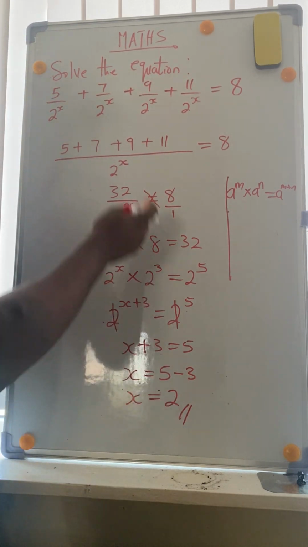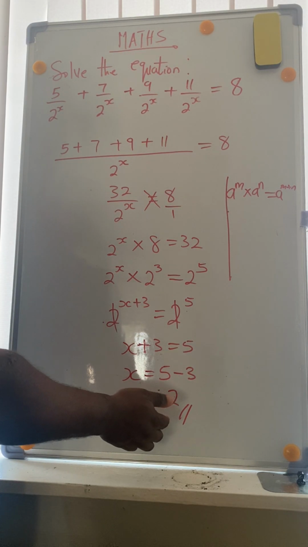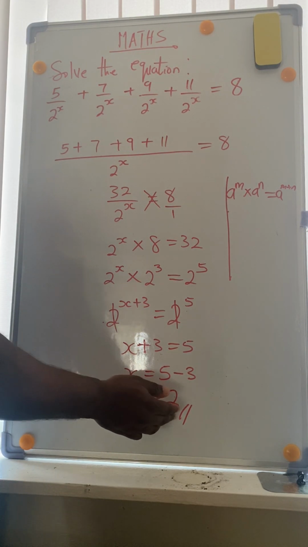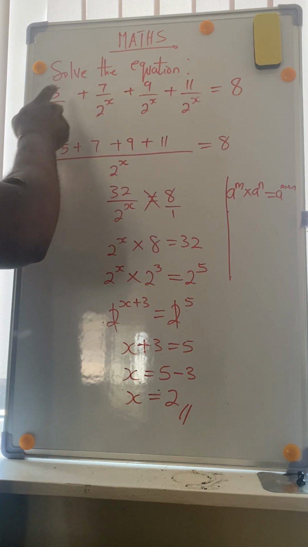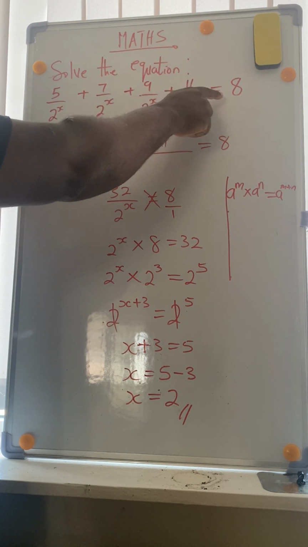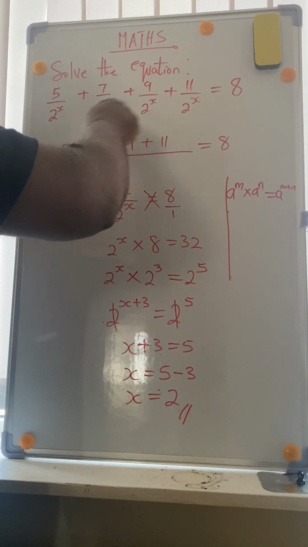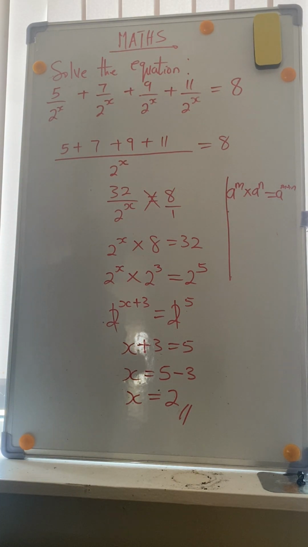So therefore, the value of x in this expression is equal to what? It is equal to 2. If you substitute 2 into the left hand side, wherever you see x, you put 2 there. At the end of the day, if you check everything, you will see that your result will be equal to each other. That is using the first method.